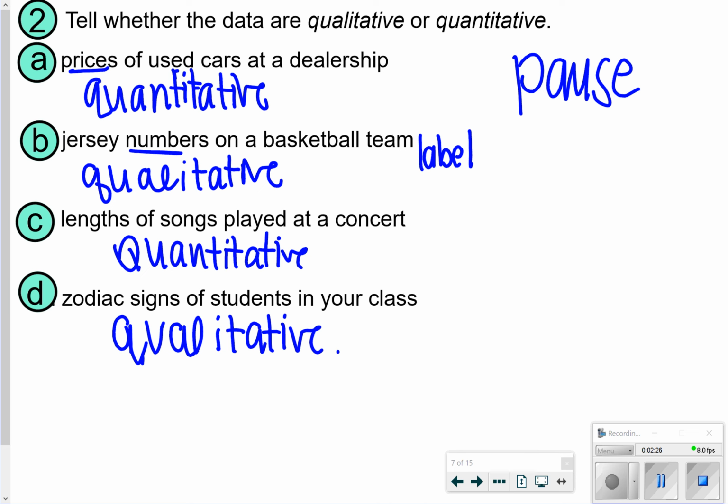Okay, so just make sure, I know B was maybe kind of tricky, but that one should be qualitative because it's labeling the types of players. So if you see the number such and such, you know that that's that person playing.